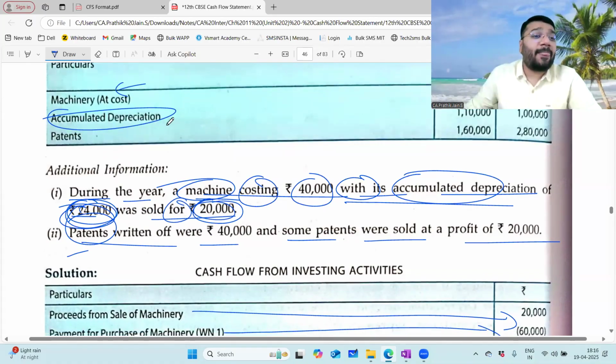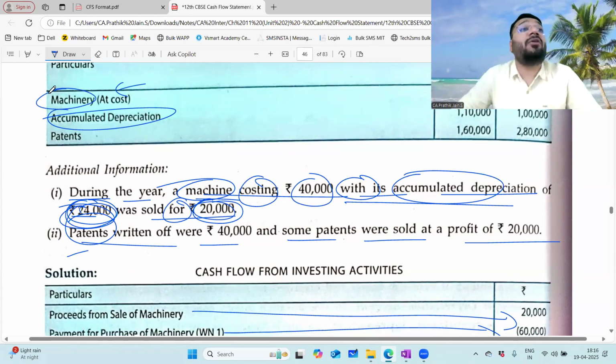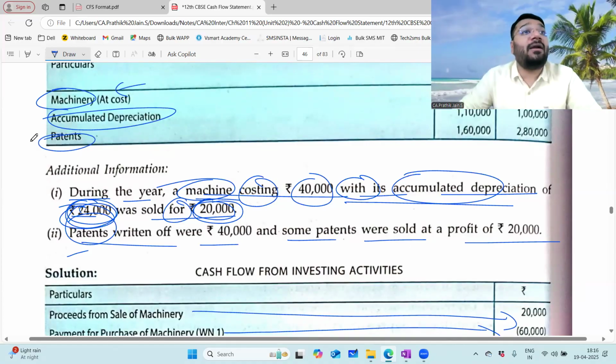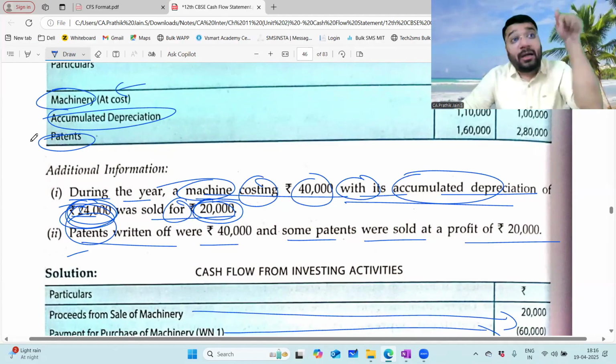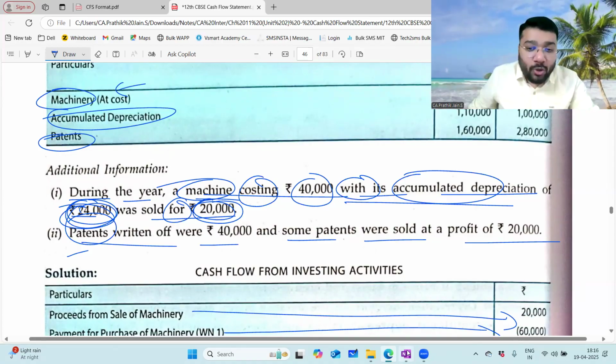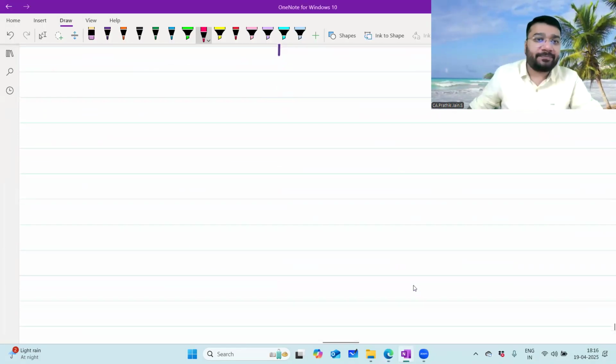Now, if you see here, guys, for machinery, what method of accounting depreciation have they followed? Provision for depreciation method. Whereas for patent, do you find any accumulated amortization? No. Which means the amortization of the patent is recorded in the patent account. So this is the normal net method for patent. So please open the patent ledger.